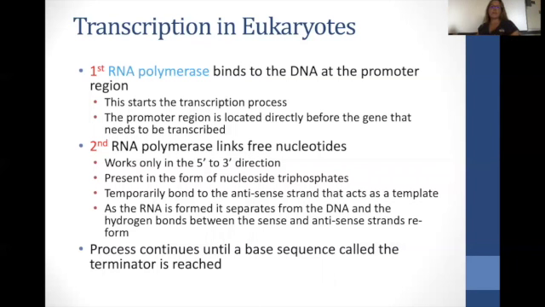The second step is the RNA polymerase links the free nucleotides working in the 5' to 3' direction, present in the form of nucleoside triphosphates. We've seen that before. They temporarily bond to the antisense strand, acting as a template. As the RNA is formed, it separates from the DNA, and the hydrogen bonds between the sense and the antisense strand reform. This process continues until a base sequence called the terminator is reached.